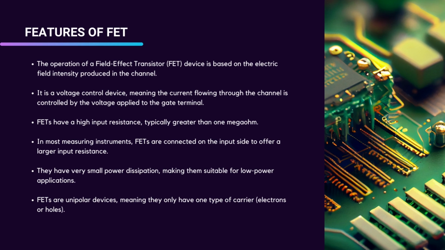FETs are unipolar device, means they only have one type of carrier, that is electron or holes. Basically, these FETs work with majority carriers only. If the majority carriers are holes, so the flow of current is due to this hole current, or if the majority carriers are electron, then the flow of current will be due to the electrons only. So, this makes them a unipolar device.